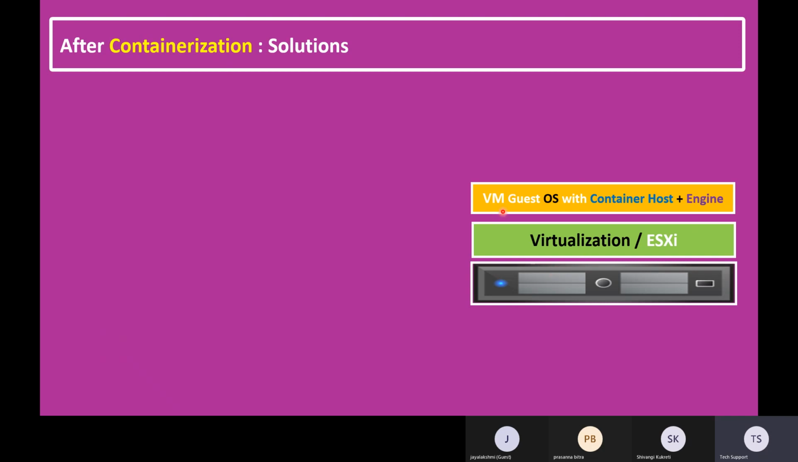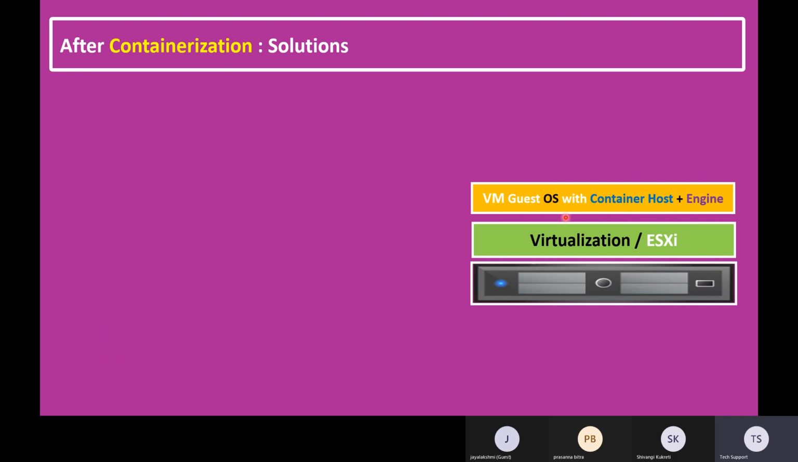Let's say this virtual machine is running with a guest operating system. Along with the guest operating system, we are going to configure a container host plus engine. So these two components are going to be configured. The most popular container host is Docker. For our easy understanding, I took one virtual machine, but the same scenario is applicable for multiple virtual machines. So within one virtual machine's guest OS, I configured the container host plus engine.